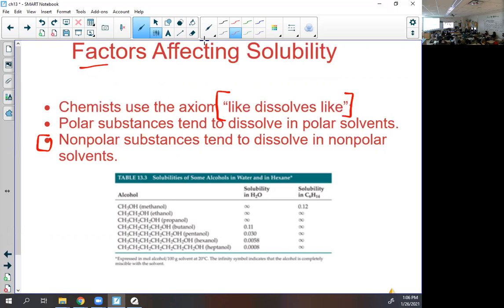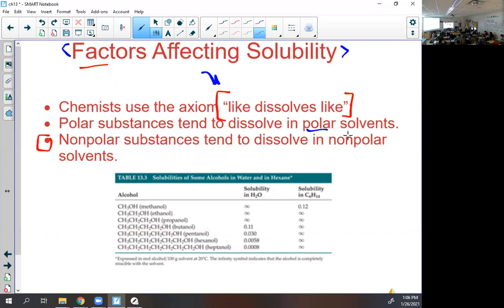All right, here we go. You may have heard the term like dissolves like. There are factors that affect solubility. Like polar. Polar substances tend to dissolve in polar solvents. You absolutely have to know that. Nonpolar substances tend to dissolve in nonpolar solvents. If you have similar intermolecular forces, you will typically dissolve in each other.